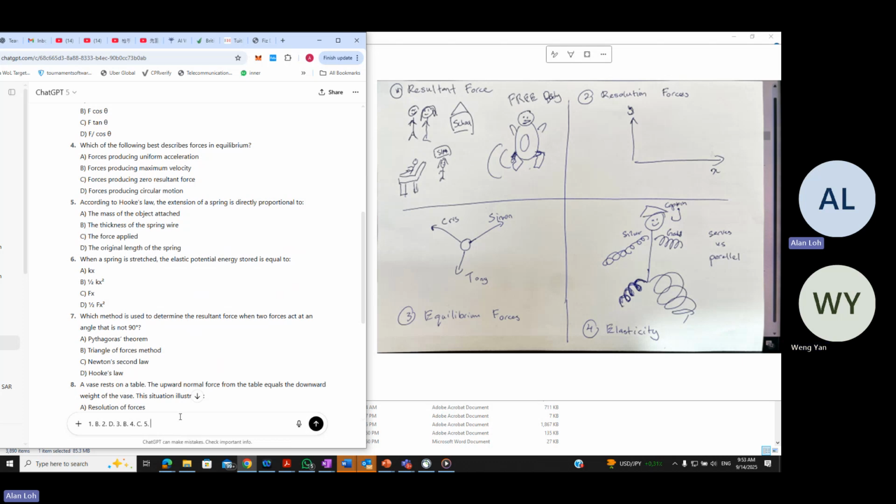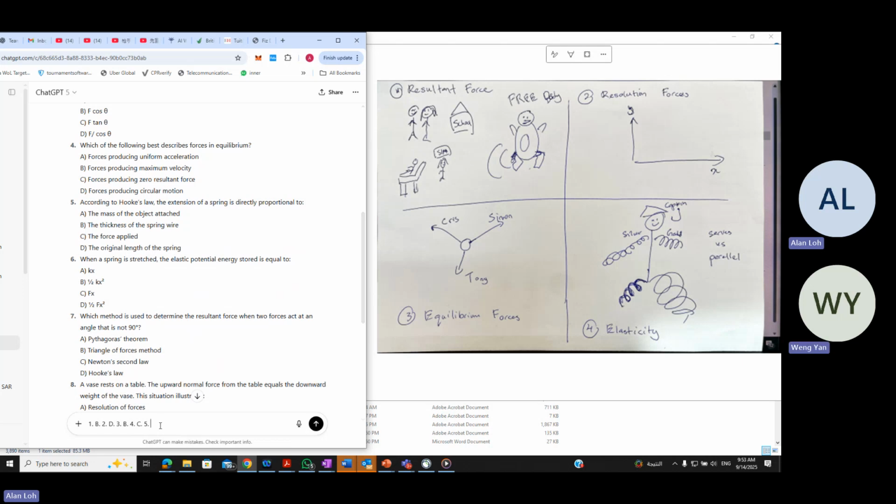Yeah. Hooke's law, which is the fourth one, which is the plastic one. According to Hooke's law, extension or strain is directly proportional to, I think it's thickness wire. Is it B? I don't know. Hold on, let me think. Hooke's law. You remember the formula? Yeah, the formula was K equals F over X. F equals KX. So what is F? What is K? What is X?